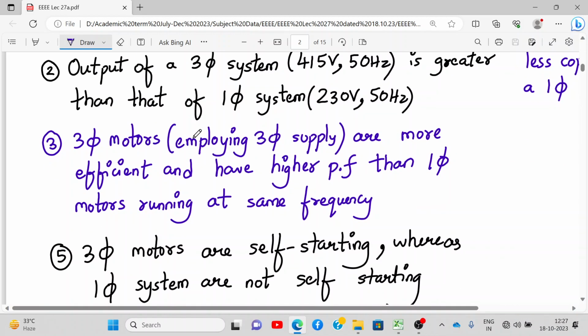Three-phase motors are more efficient and have a higher power factor than single phase running at the same frequency. What's the meaning of this? If any system has a higher power factor, by now you understood what a power factor is? Reactive power is minimum and the power factor is high.